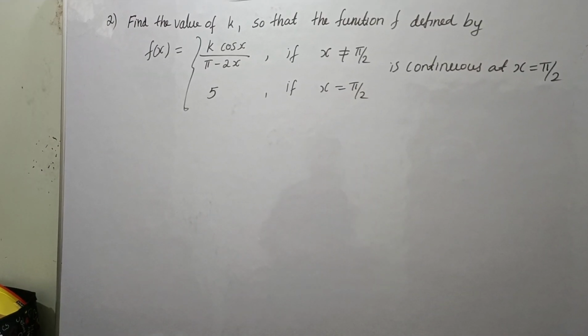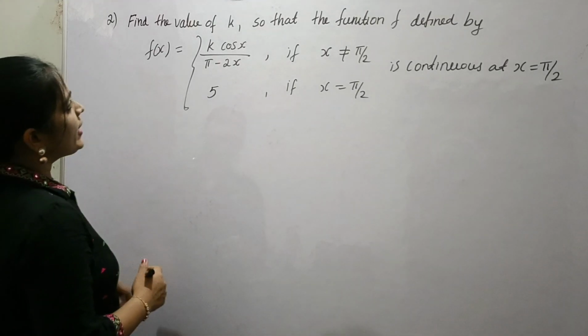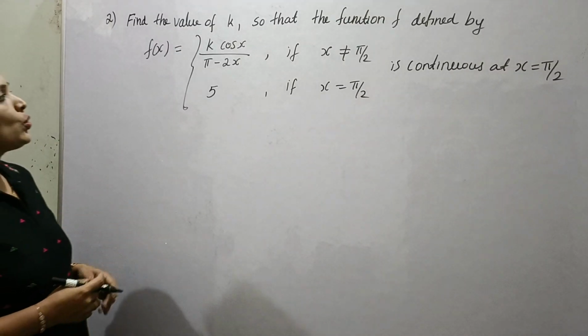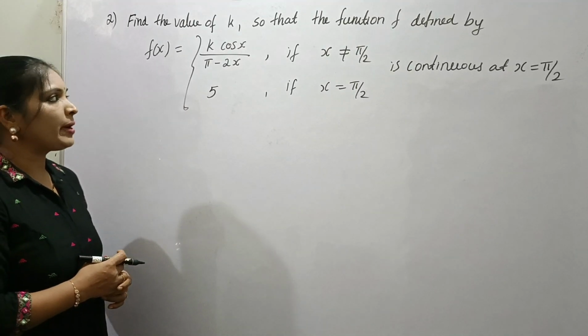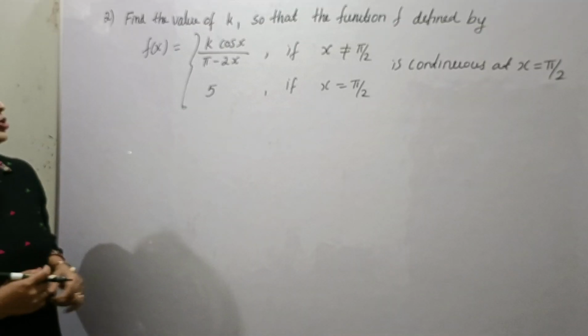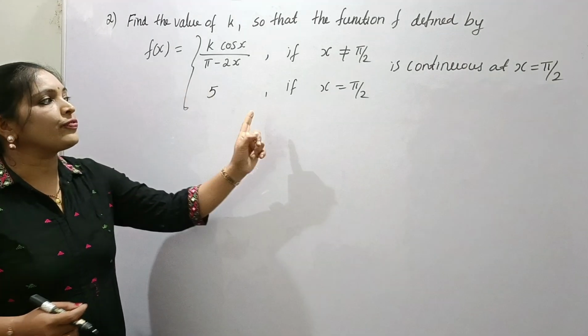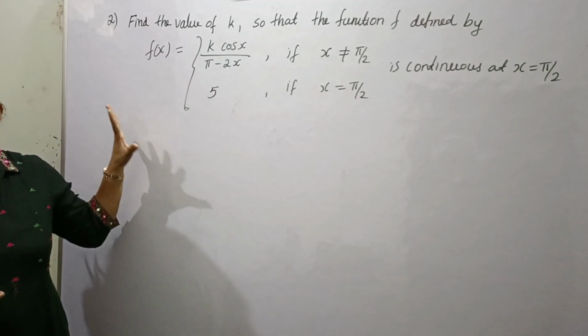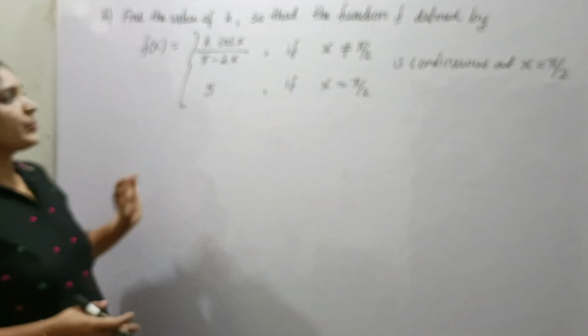Look at the second question. Find the value of k so that the function f defined by f of x is equal to k cos x divided by pi minus 2x if x not equal to pi by 2. F of x is equal to 5 if x is equal to pi by 2 is continuous at x is equal to pi by 2. It's very important question. And here it is given that the function is continuous at x is equal to pi by 2, then what is the value of k?